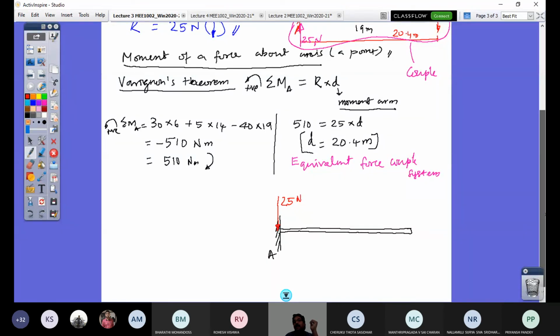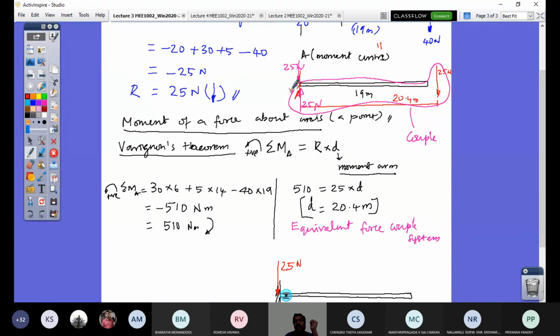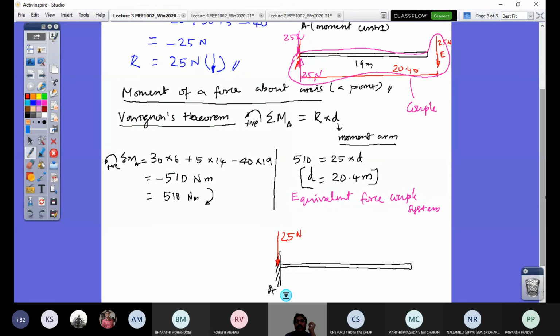So look at the couple here. What is the sense of the couple? This force here at point A is acting up, 25 Newton. This force here at point E, say for example a point which is outside the beam, is acting downwards. So this forms a couple which is a clockwise couple when you look at it. So what is that couple magnitude? 25 into 20.4, which you just calculated here. So this is 510 Newton meter. So this is what your resultant is now.